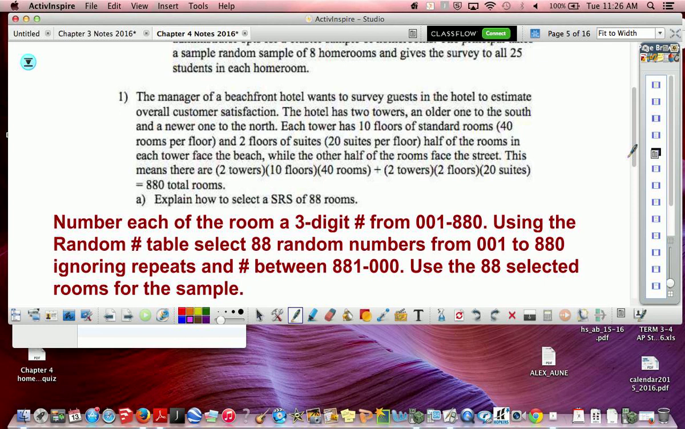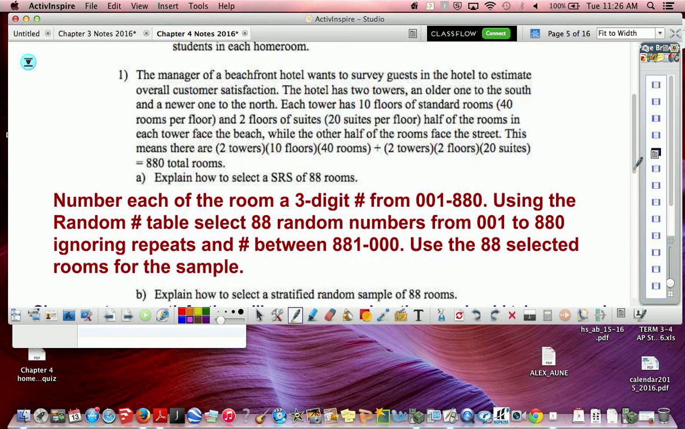Alright, so this is a simple random sample. Very basic, very simple. Now we're going to get a little more complex. Explain how to select a stratified random sample of 88 rooms. Alright, stratified random sample means I want to make sure each of some sort of characteristic is represented.